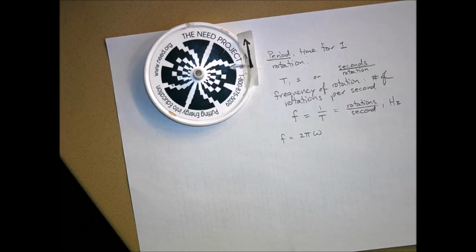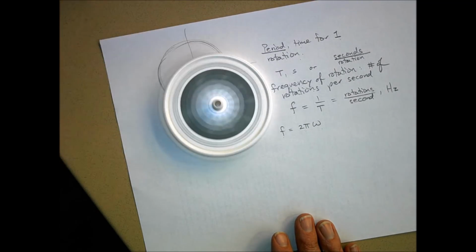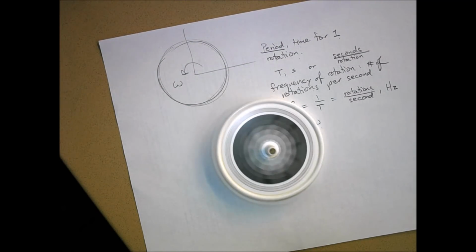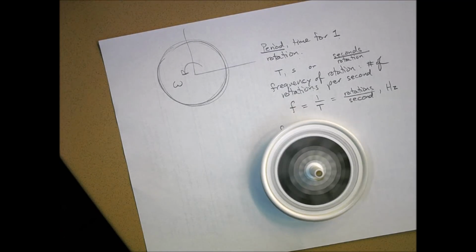Like the Earth, I think it takes 86,400 seconds to make one rotation, something like that. So it's slow rotation. Whereas this top, it's probably making a rotation once every 1/10 of a second or 1/5 of a second or something like that.